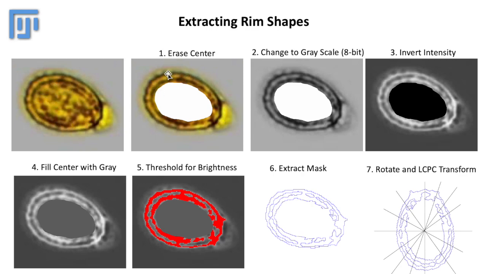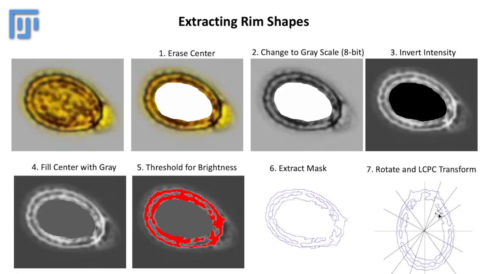And then next I turned this image into grayscale, right, such that our rings become dark black. And then I inverted the intensity such that our rings become bright white. And then in step 4, I filled in the black hole with gray. And in step 5, I thresholded for brightness, which allowed me to create a mask of all the bright pixels. And in step 6, I extracted a mask, right, which is a mask of what? The rim that we're interested in, these double rings.